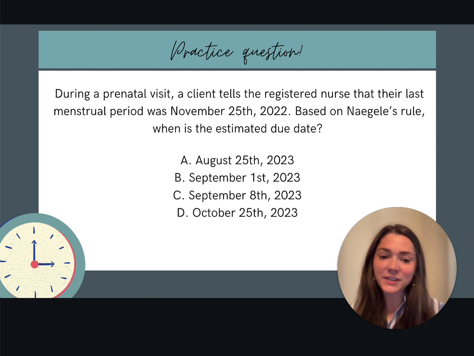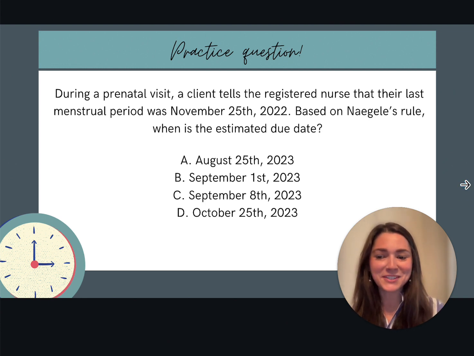During a prenatal visit, a client tells the registered nurse that their last menstrual period was November 25th, 2022. Based on Naegele's rule, when is the estimated due date? And if you need to pause this video, go ahead and do so. All right, everyone, the answer is B, September 1st, 2023. And how did we get that?